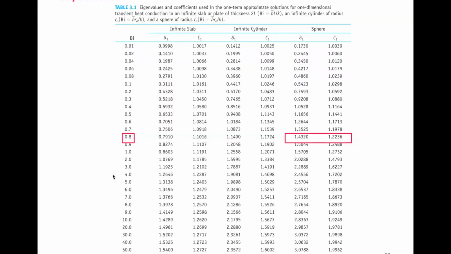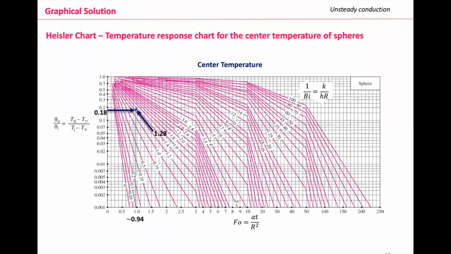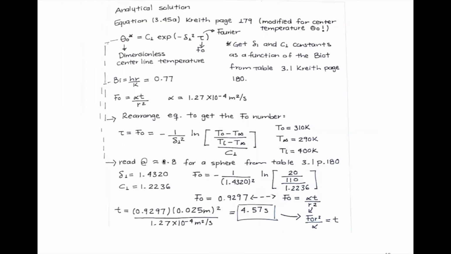sphere. So let's go to the table. I have here the table. The first two columns are for the slab. The second pair of columns are for the cylinder, and the last ones are for the sphere. My Biot number is 0.77. I'm going to read about 0.8, right? So I'm going to read sigma and C1. So those are the values I'm going to plug into that equation. Pretty straightforward, right? These are the values that I read at 0.8 from that table. So I can get the Fourier number. And once I get the Fourier number, I can get the time.